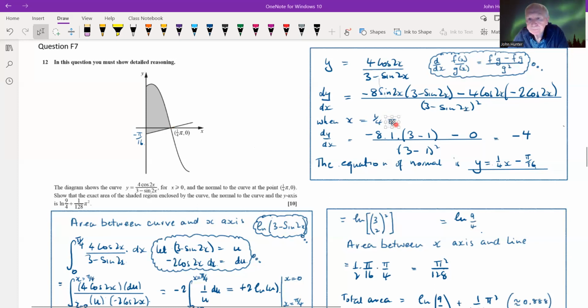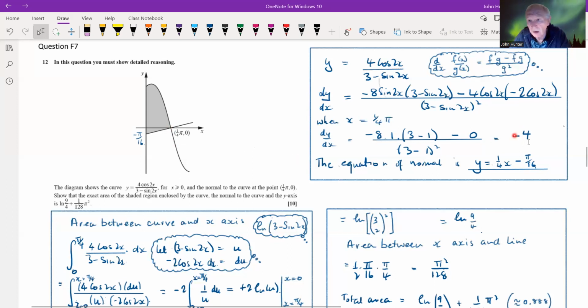Now, that's not too bad because these are all 2x's. So when we actually work out 2x, it's pi by 2, and sine of pi by 2 is 1, and cosine of pi by 2 is 0. So basically, we just have to plug the appropriate values into here. This whole term, in fact, drops out. And we're left with this calculation, which is going to give us -4. So that's the gradient at that point, which is about right. It's going to be negative and steep.